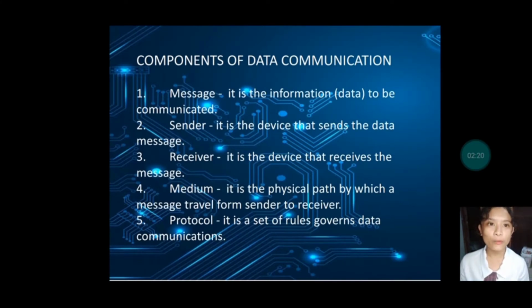Components of data communication. Number 1, message. It is the information or data to be communicated. Number 2, sender. It is the device that sends the data message. Number 3, receiver. It is the device that receives the message. Number 4, medium. It is the physical path by which a message travels from sender to receiver. Number 5, protocol. It is a set of rules that governs data communications.